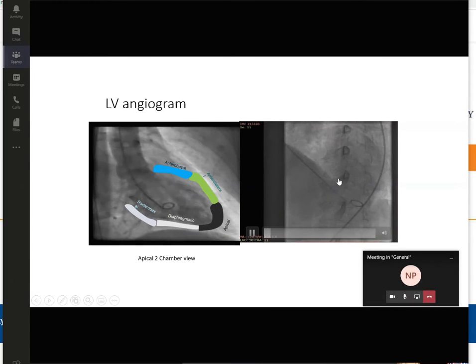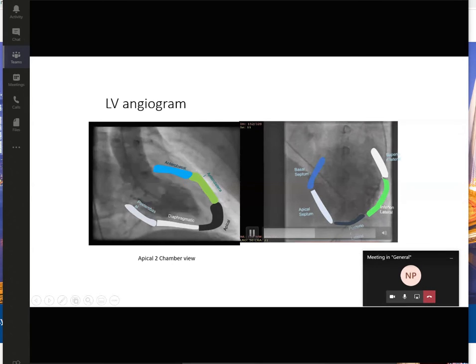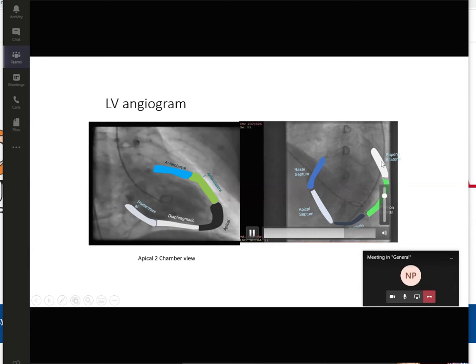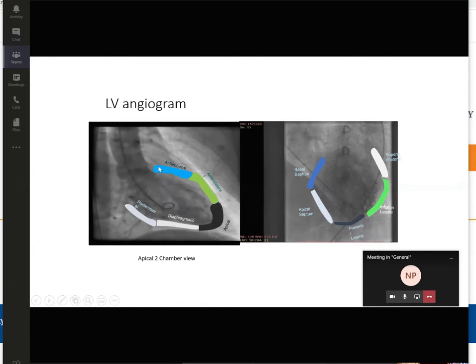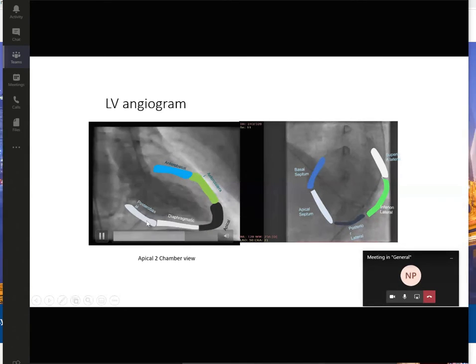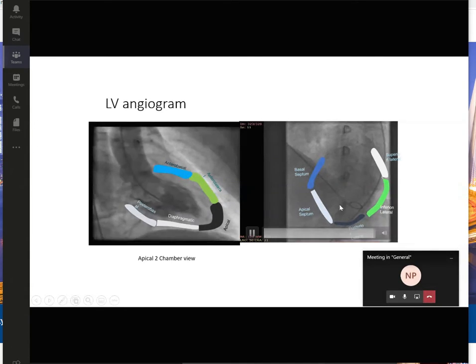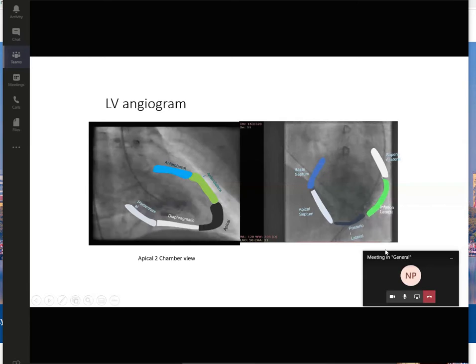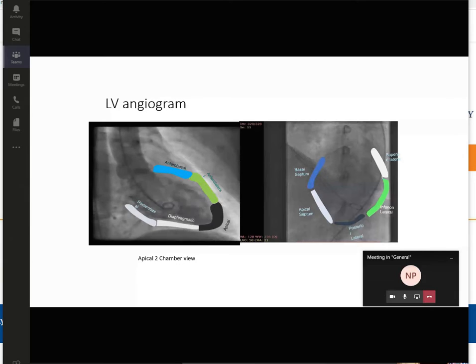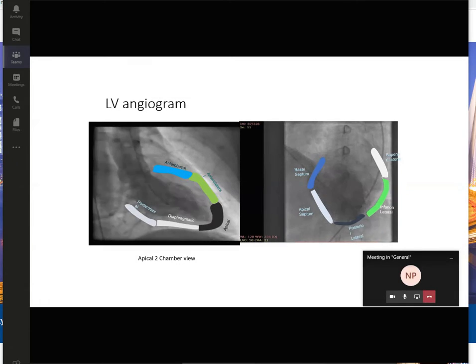And in the lateral view, which are the segments? In the lateral view, you have the septal and the lateral segments. This is the LAD territory, and this is the circumflex territory. Here it is the LAD territory and the RCA territory. This is the difference between the LAO and the RAO views. Now you should have a clear idea of the segments in both the LAO view and the RAO view.